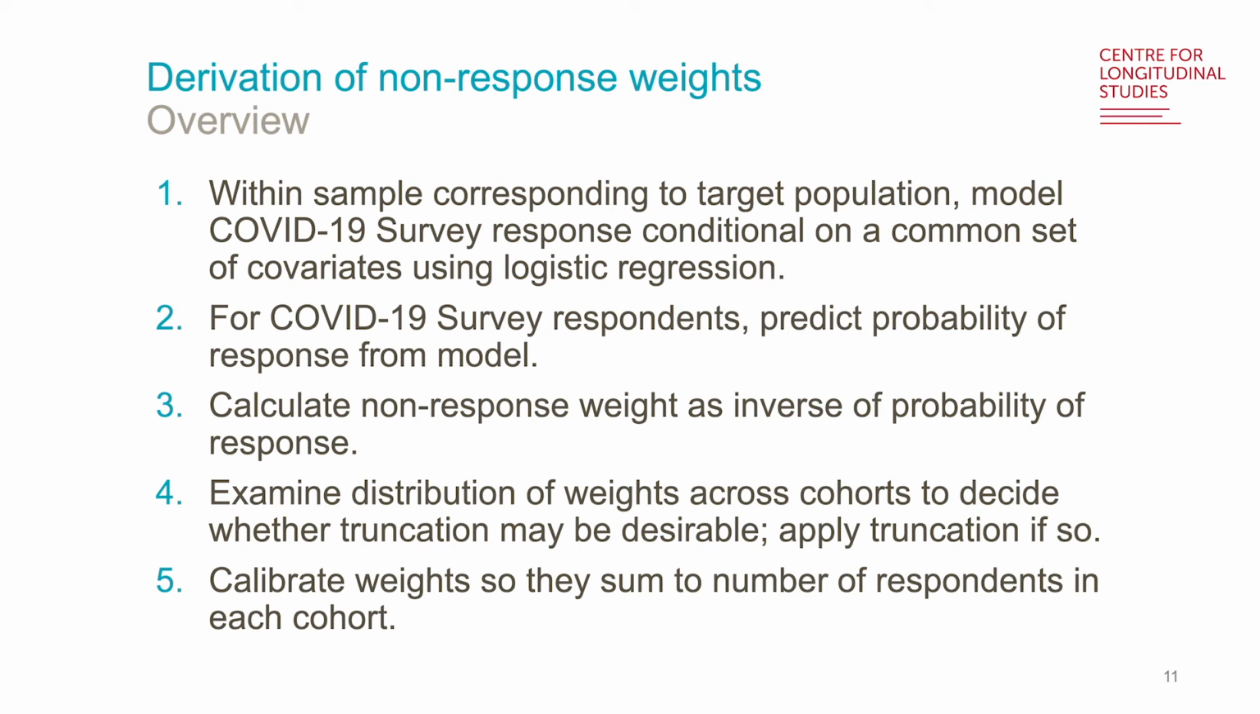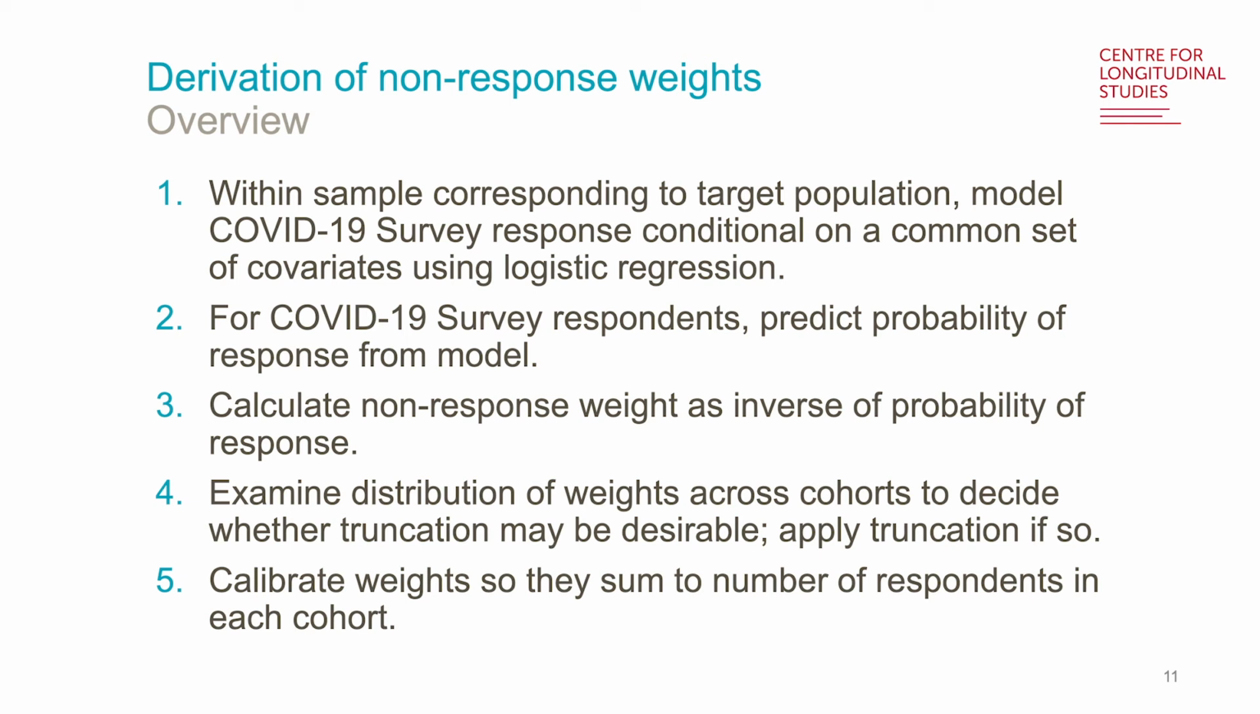When we fit this model within each cohort, then for COVID-19 survey respondents, we predict the probability of response from the model. And so here, obviously, when we're looking to weight subsequent analyses using data from the COVID-19 survey, only those respondents to the survey will be able to participate, so we don't need to derive weights for anyone outside of that response pool. In step 3, we calculate non-response weight as the inverse of the probability of response.